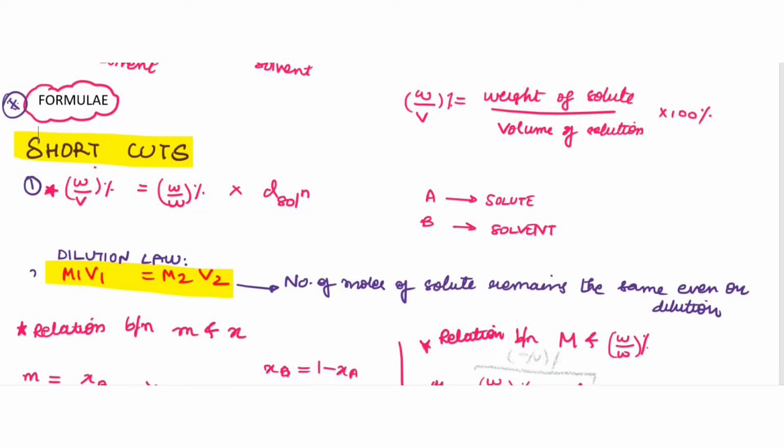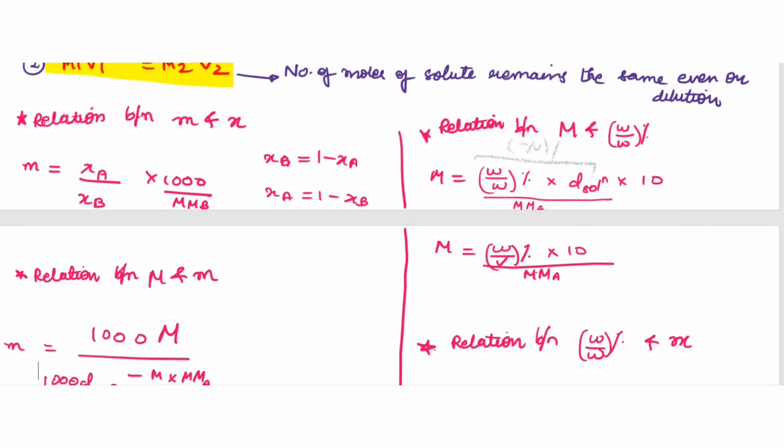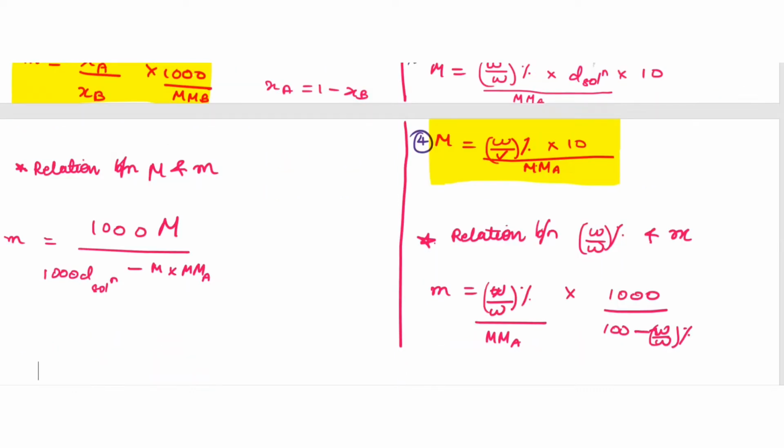Second, dilution law, M1 V1 is equal to M2 V2. Third, small m is equal to XA by XB into 1000 by MMB. Next, fourth, capital M molarity is equal to W by V percentage into 10 by MMA. Next, fifth shortcut, small m molality is equal to 1000 M by (1000 D minus M into MMA).